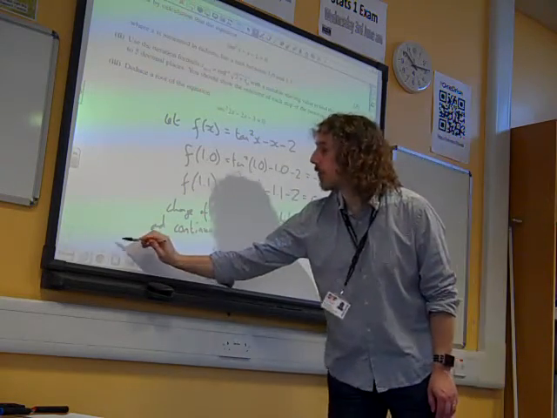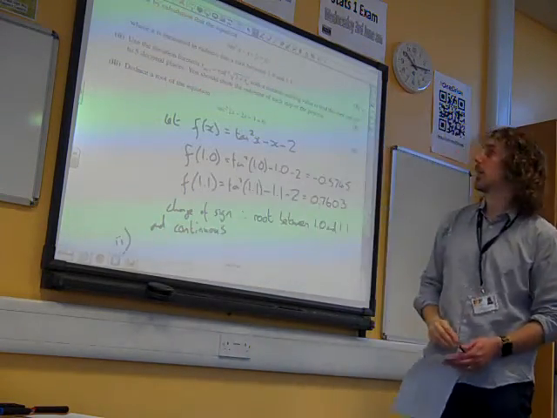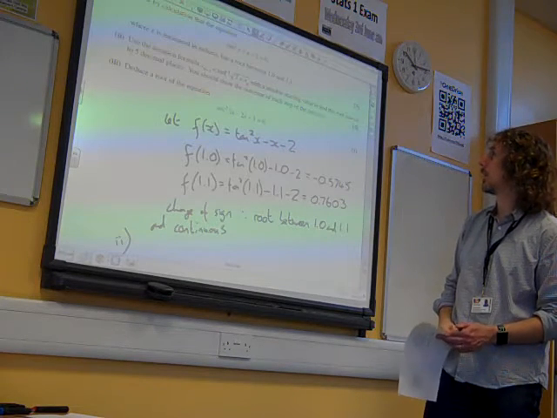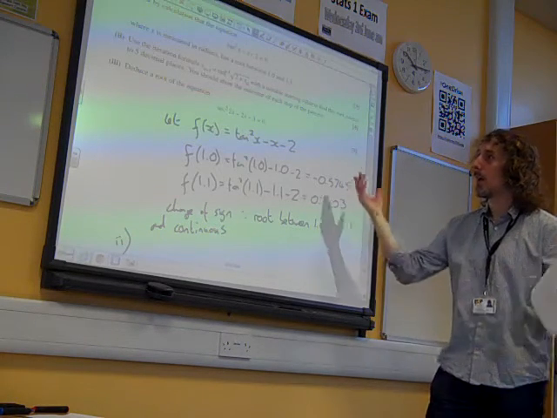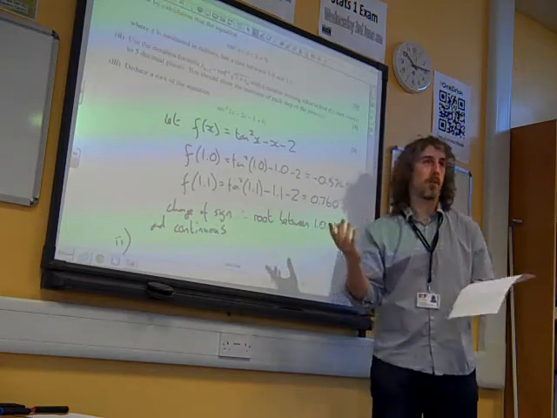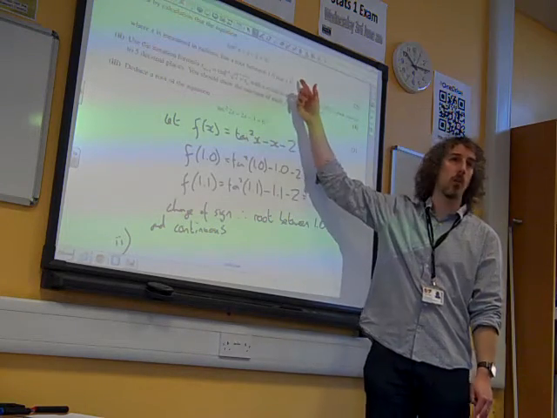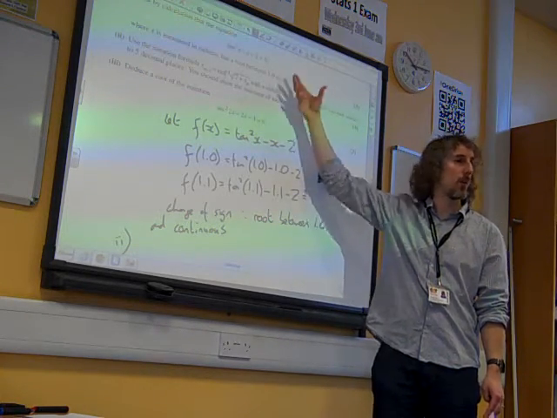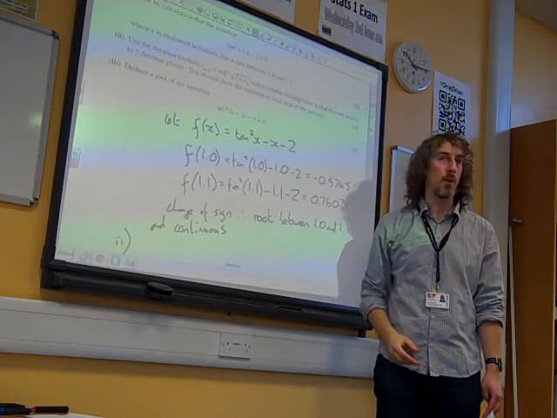Part 2 then. Use the iteration formula given there with a suitable starting value to find this root correct to 5 decimal places. So what is a suitable starting value? Well, the root is between 1 and 1.1. So let's use what the question is telling us and start with either of those values.